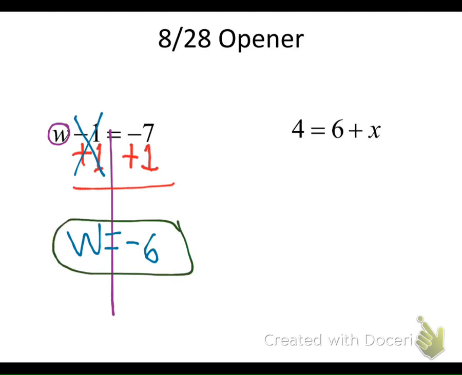Box your answer. How many of you guys got that? Good job. Y'all get that? Good. We'll see. Okay, let's look at the next one here.